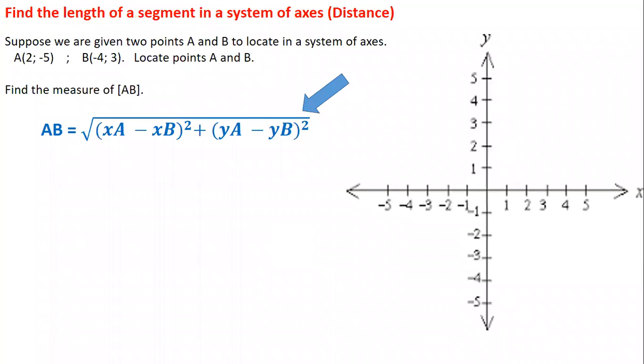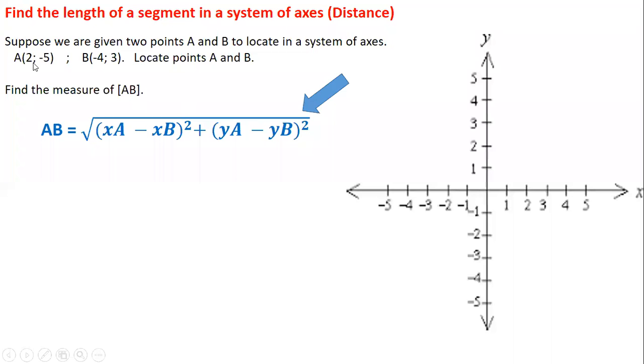The last thing I will talk about in this session, in part 1, is also a rule: how to find the length of a segment in a system of axes, or what we call a distance. In a system of axes, I said that we can locate points. Suppose I gave you 2 points A and B to locate in a system of axes. A is (2, -5) and B is (-4, 3). The first question is, we should locate the 2 points A and B.